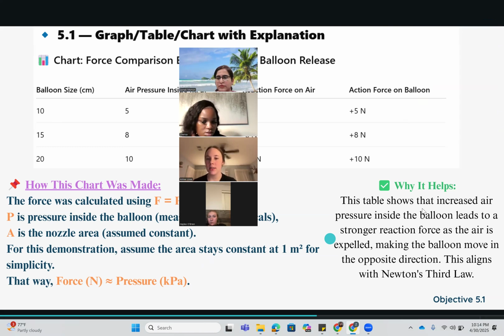Why this helps: the table shows that increased air pressure inside the balloon leads to a stronger reaction force as the air is expelled, making the balloon move in the opposite direction. This aligns with Newton's third law.